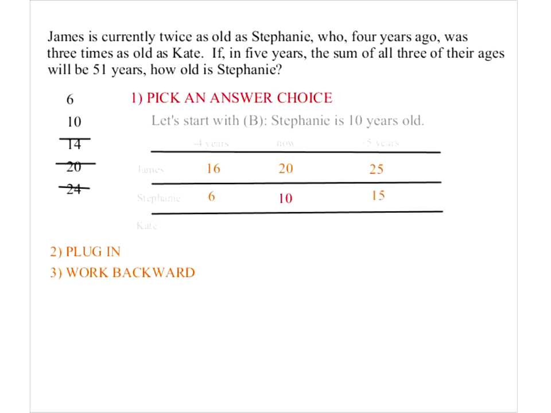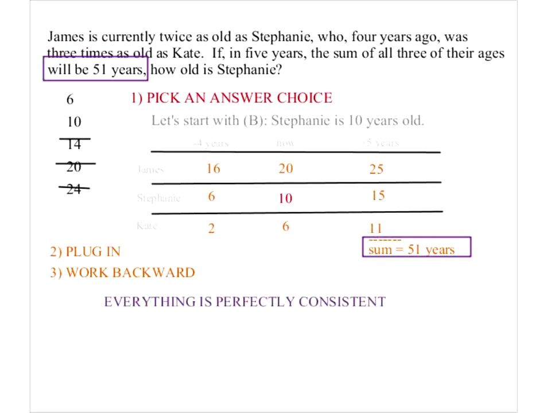And then 4 years ago, Stephanie was 3 times as old as Kate, so Kate would have been 2. And then we can add 4 years to figure out how old she is now, and add 5 more years to figure it out. So then we check. The sum is 51 years. The sum is supposed to be 51 years. And this time, everything is perfectly consistent. Correct answer.